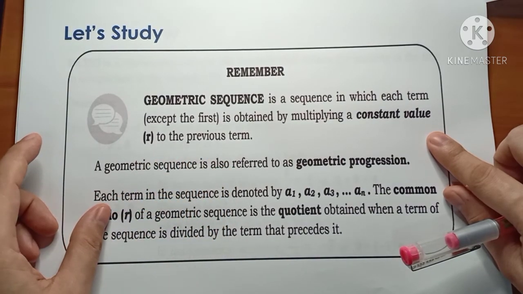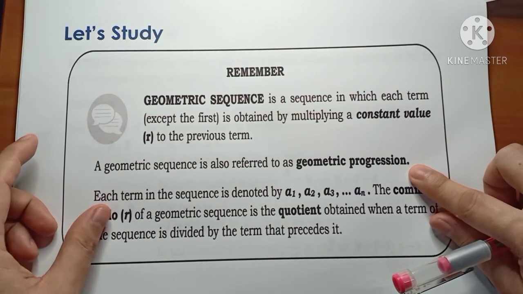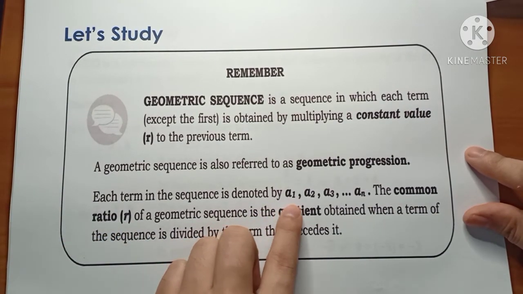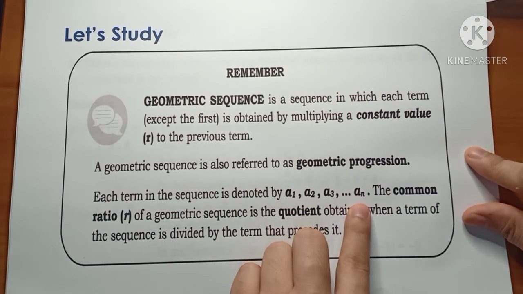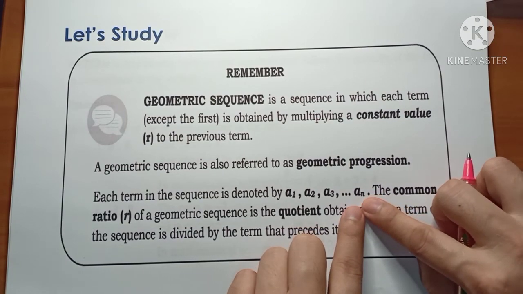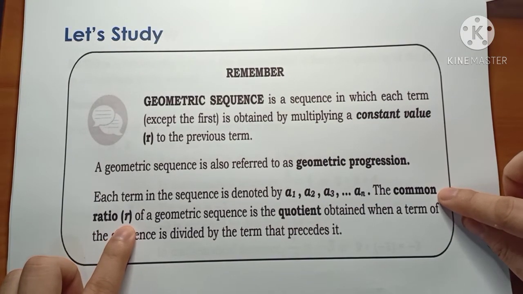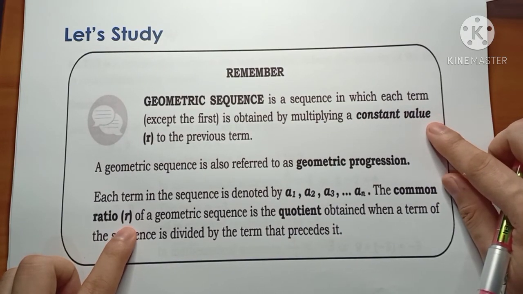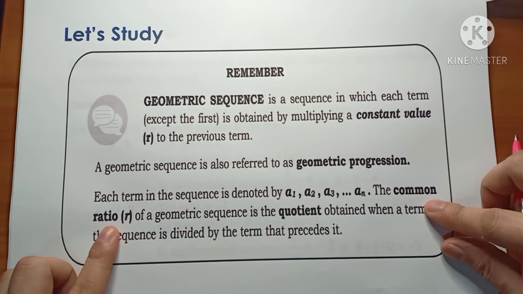So, a geometric sequence is also referred to as geometric progression. So, ang ibang tawag sa geometric sequence is geometric progressions. So, each term in the sequence is denoted by a sub 1, a sub 2, a sub 3, ellipses, up to a sub n. Kasi hindi pa natin alam kung ilang term. So, n denotes kung ilan yung ating term. The common ratio r, ang tawag natin dyan is common ratio. Kung sa arithmetic sequence, ang constant niyan ay d, which is the common difference. Sa geometric sequence naman ay r, which is the common ratio.